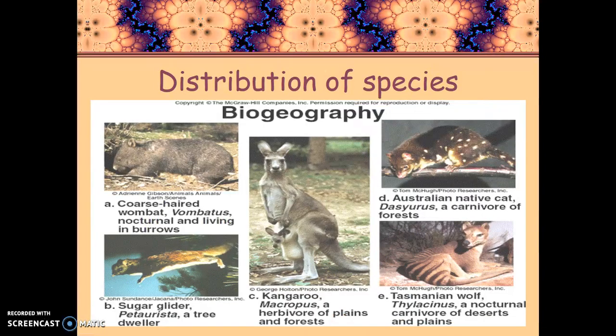Here are some Australian marsupials. You have the wombat and the kangaroo. Most people know about those two. You got the scary guy, the Tasmanian wolf, sugar gliders, which are popular in the pet trade, and then their native cat. We have feral cats running around. They got these little marsupials. That is their native cat.